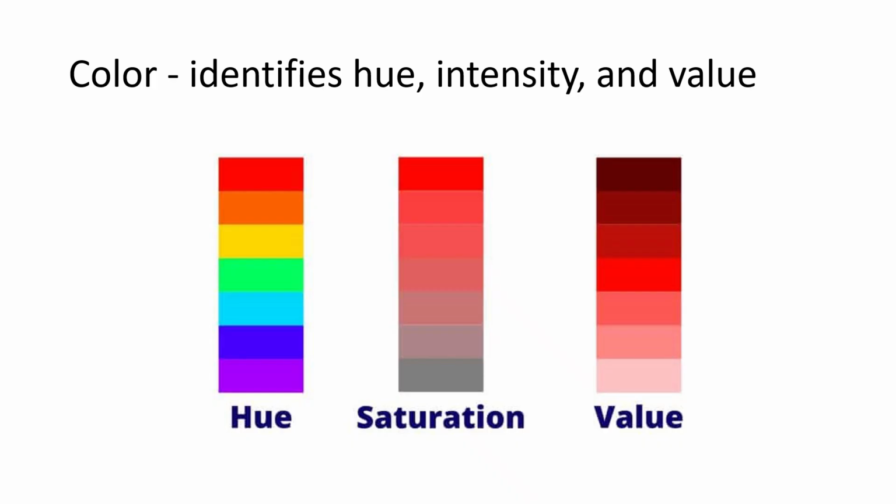Hue is simply the name of the color: red, orange, yellow, green, blue, violet. Intensity means the color's brightness, purity, or saturation. You can see that this illustration uses the term saturation to talk about the color's intensity.